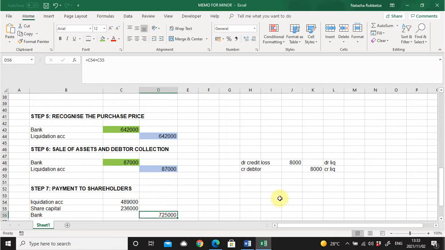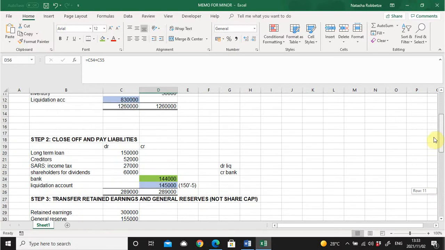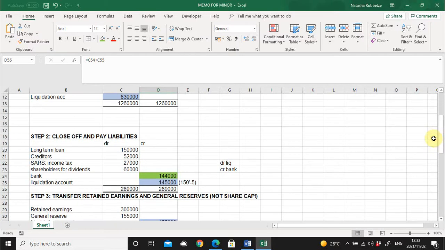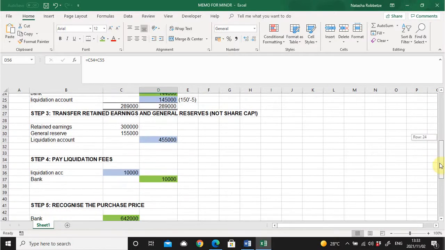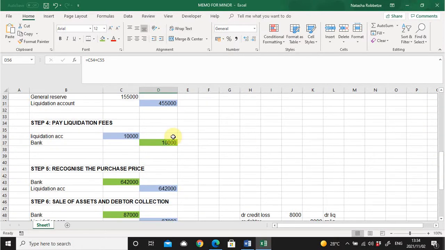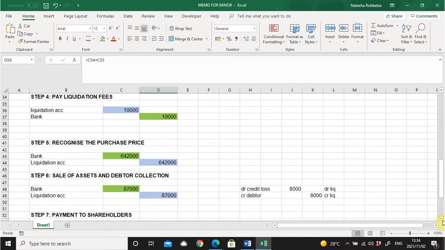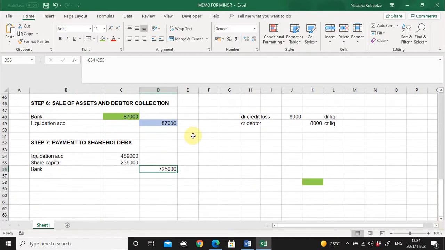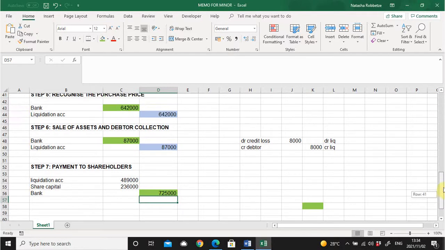So it is the 150,000 Rand in the bank. Just again, we're going to minus the 144,000. We're going to minus the 10,000. We're going to add the 642,000. And we're going to add the 87. And that gives us this closing bank balance of 725,000.